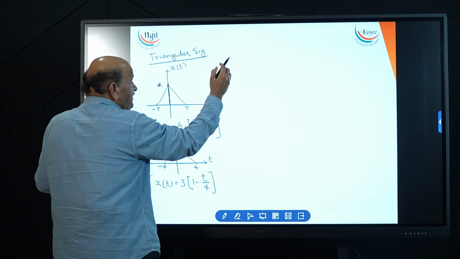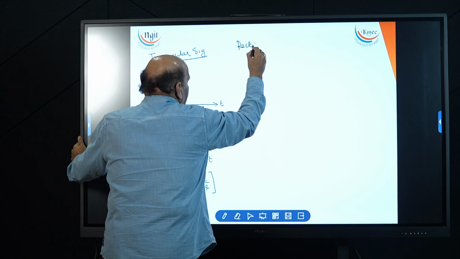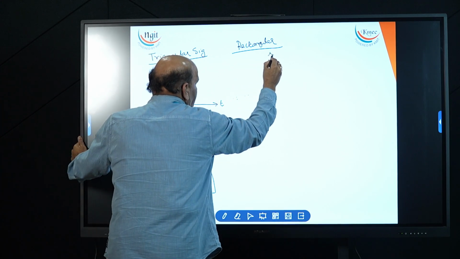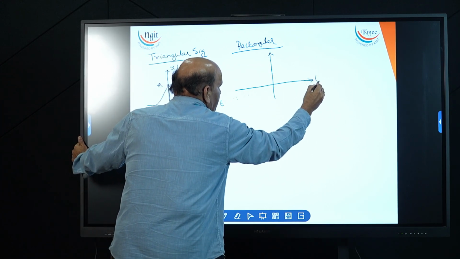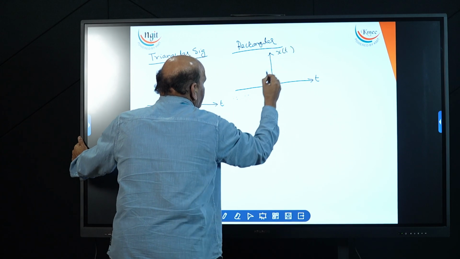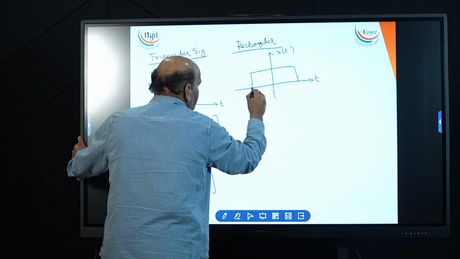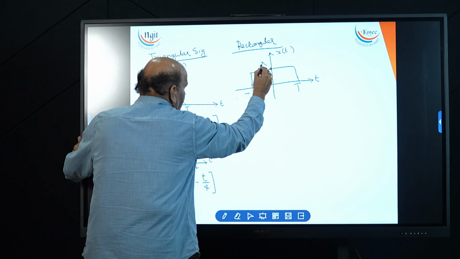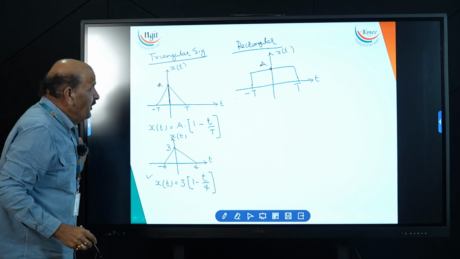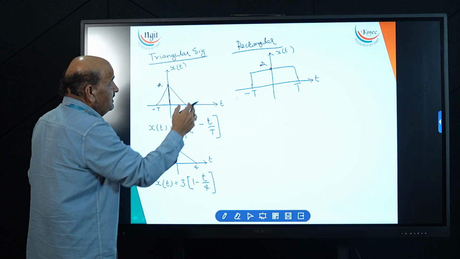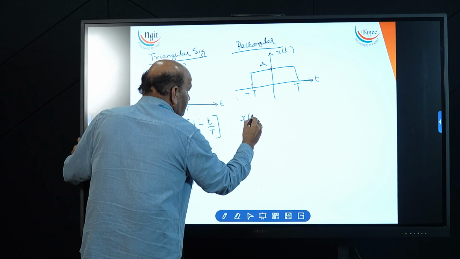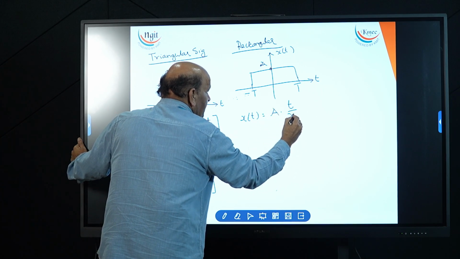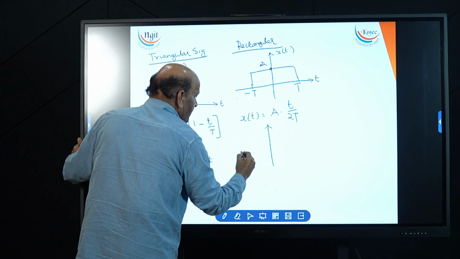Now compare with rectangular signal. In rectangular signal, what we discussed? For example, look at this one, this is x of t, this is minus T, this is T, this is amplitude A. In this case, how to give mathematical representation of this one? The rectangular function is x of t equal to amplitude times t by 2T. For example, they give like this.